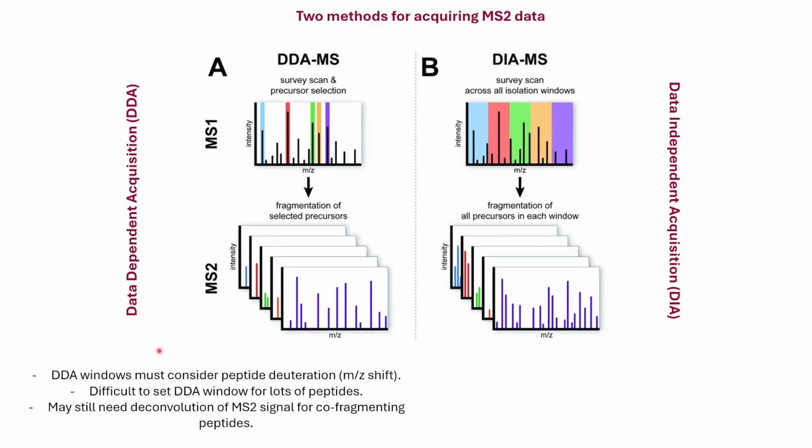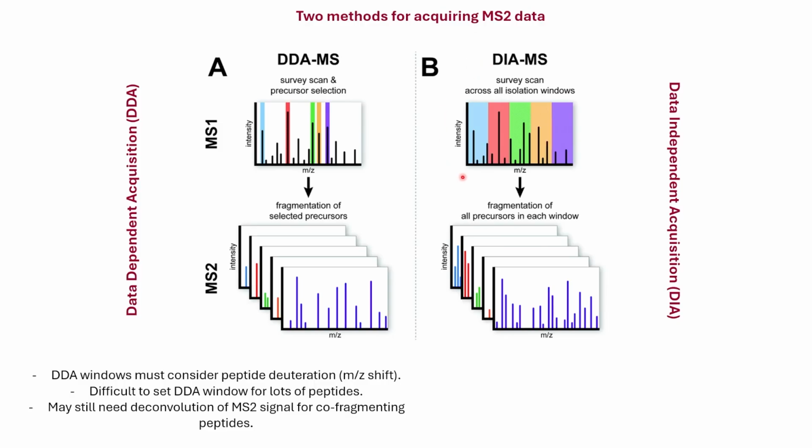after being deuterated. Another problem is that if we have a lot of peptides, it might be difficult to select DDA windows for all of the peptides in our sample, especially if we're running very narrow gradients. And finally, if we do have to use large isolation windows because we have to consider the peptide deuteration, we may still need to deconvolve the MS2 signal. Because if we use large isolation windows, then we might run into the problem of having multiple peptides fragmenting together, so we would have to deconvolve that signal anyway.